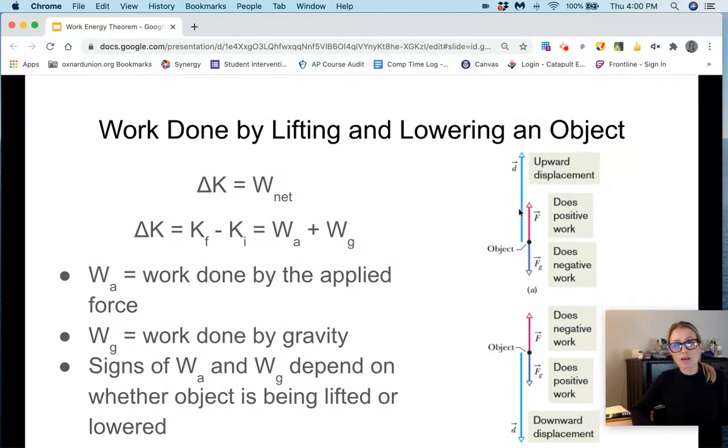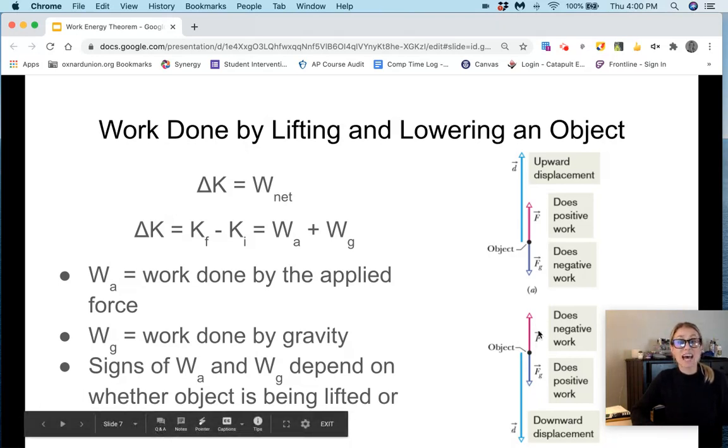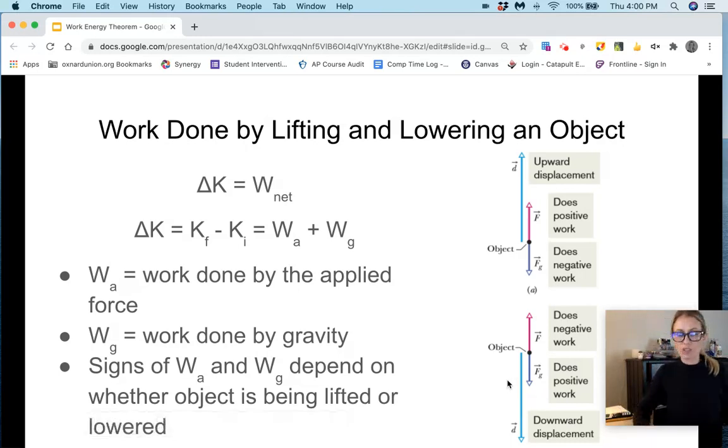So here this object is being lifted, and I can see that the applied force is in the same direction as displacement. That means the angle is 0, and therefore that's a positive work done on that object. The force of gravity, though, is 180 degrees in relation to that displacement, and the cosine of 180 is -1. So we get a negative work done by that force of gravity. If we're lowering an object, then the applied force is 180 degrees from the displacement, which means that is negative work. And then the force of gravity is in the same direction as the displacement, and cosine of 0 is +1. So that's the positive work done by the force of gravity when you're lowering an object.